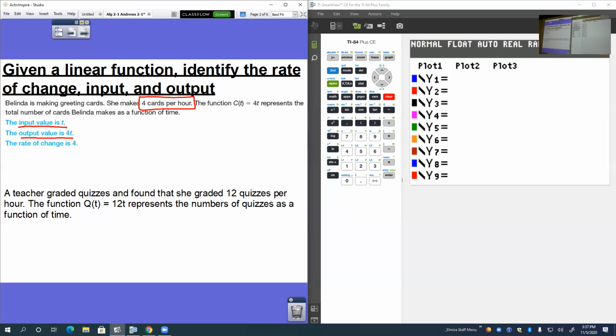If we're talking about a teacher grading quizzes and found that she graded 12 quizzes per hour, the t would be your input. The output is 12t, and your rate of change, or your rate, is the 12 per hour.